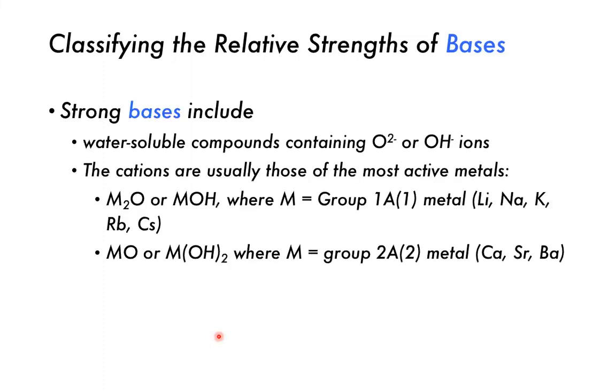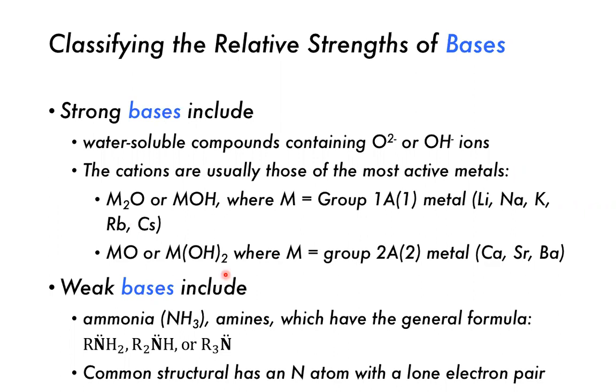Strong bases include water-soluble compounds containing oxide or hydroxide ions. The cations are usually those of the most active metals, such as M2O or MOH, where M is in group 1 metals, for example lithium, sodium, potassium, rubidium, and cesium. And MO in this case is going to be group 2 metals, so for example magnesium oxide, calcium oxide, strontium oxide, barium oxide, and so on. We could also have calcium hydroxide, strontium hydroxide, and things like that.